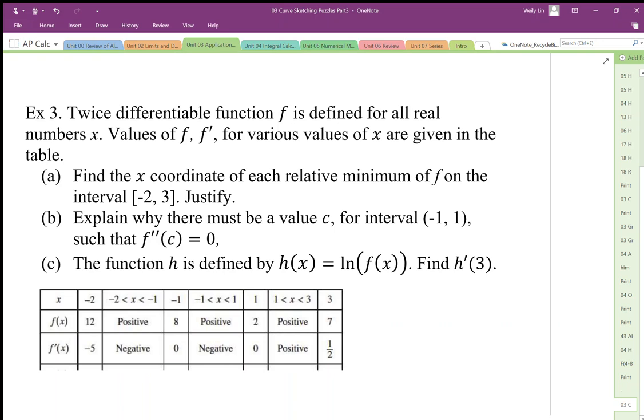Example 3 says we have a twice differentiable function f defined for all real values. This twice differentiable is important in that it tells us that f and f prime are both smooth and continuous. We've been given some values of f at the x-coordinates -2, -1, 1, and 3. We've been given values of f and f prime, and we've also been given the sign of f and f prime in between those coordinates.